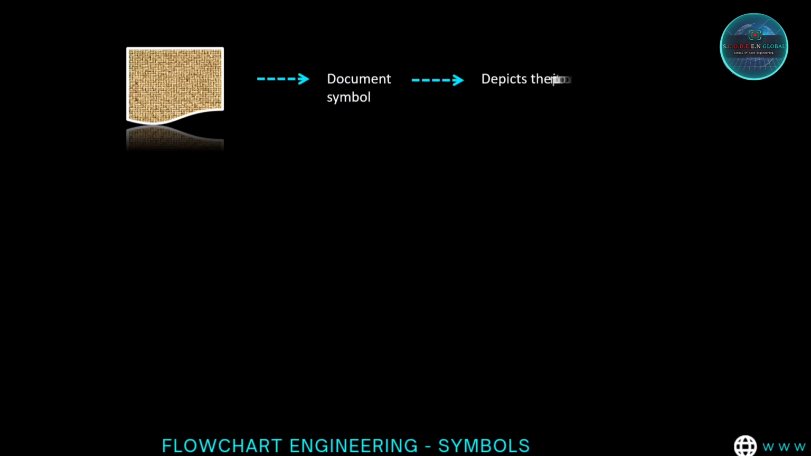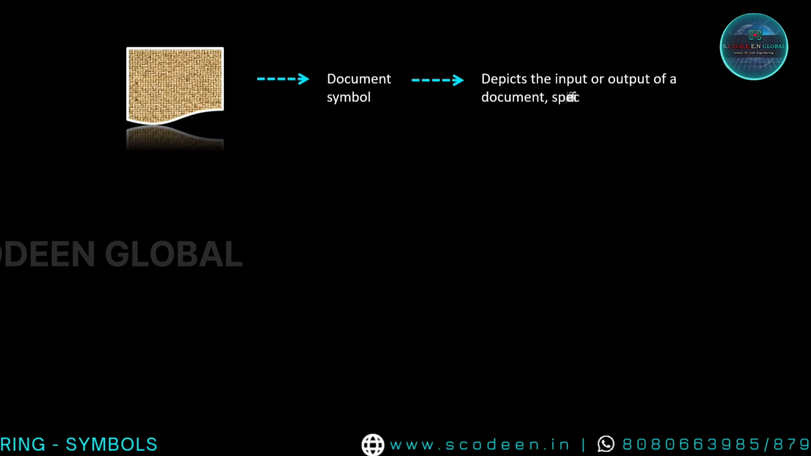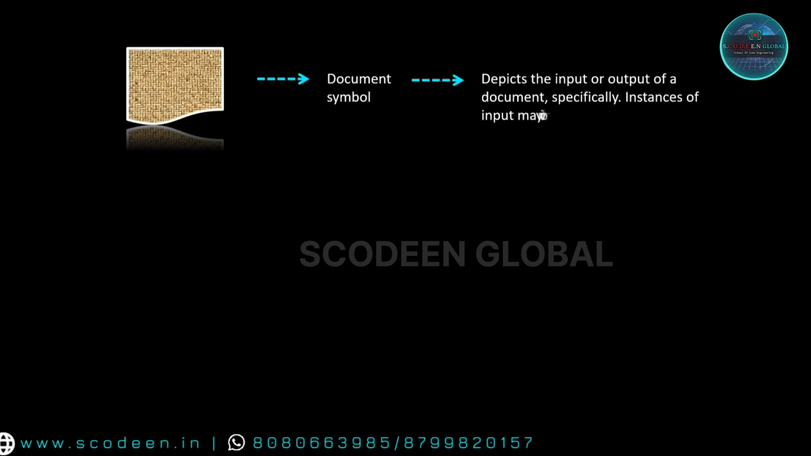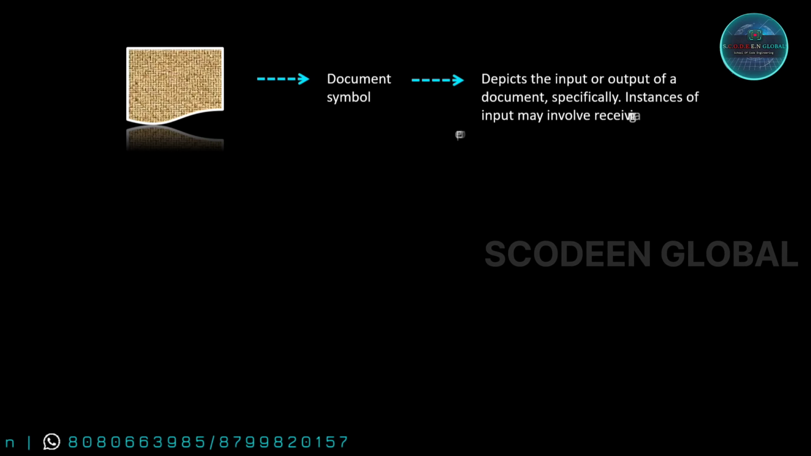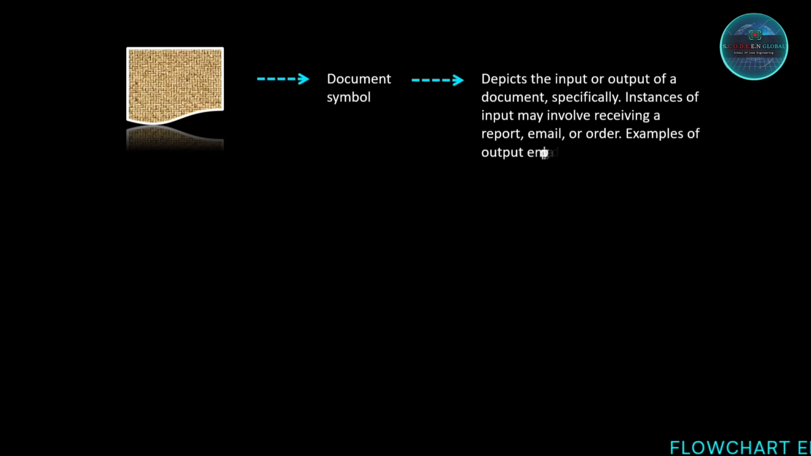A rectangle with its bottom side in a wave represents the input or output of a document. Let's take the example: you use this symbol to outline document inputs, including an email or report.